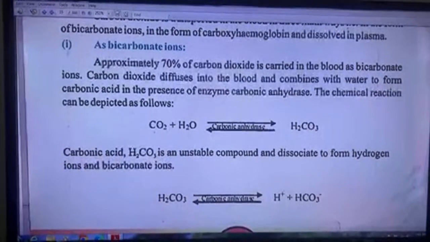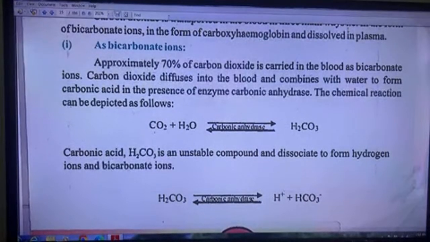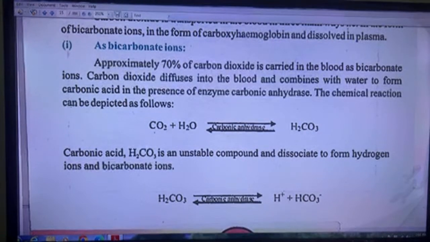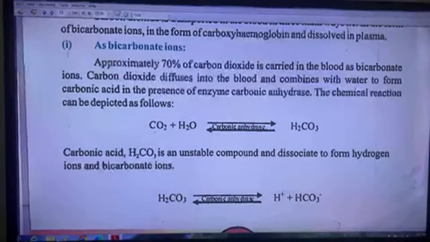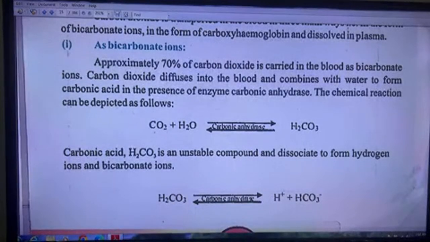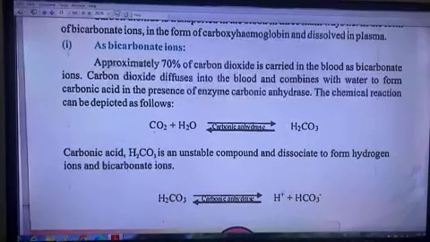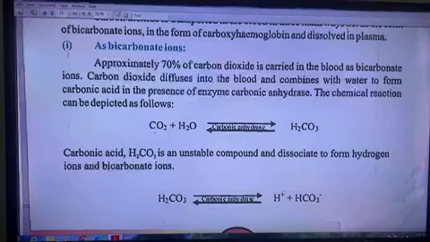Carbon dioxide diffuses into the blood and combines with water to form carbonic acid in the presence of the enzyme carbonic anhydrase. The chemical reaction can be depicted as follows: CO2 plus H2O gives H2CO3. Carbonic acid, H2CO3, is an unstable compound and dissociates to form hydrogen ions and bicarbonate ions: H2CO3 gives H plus HCO3.